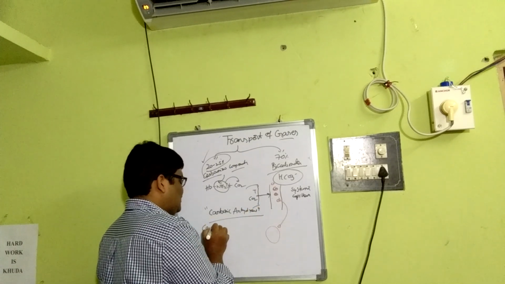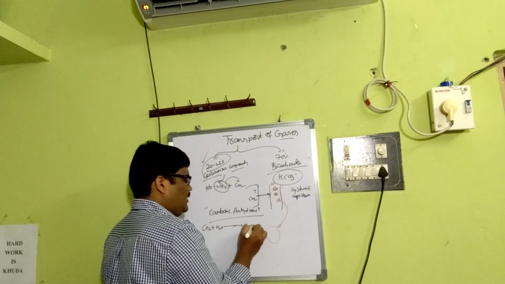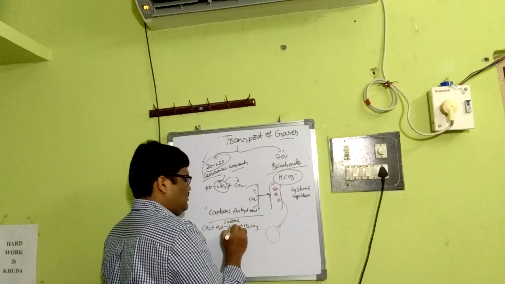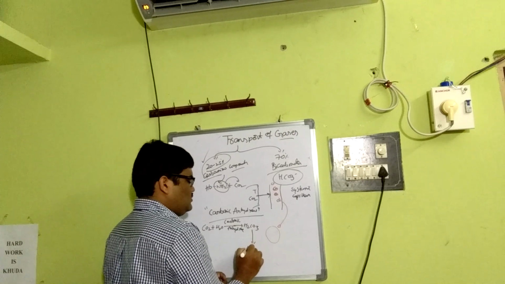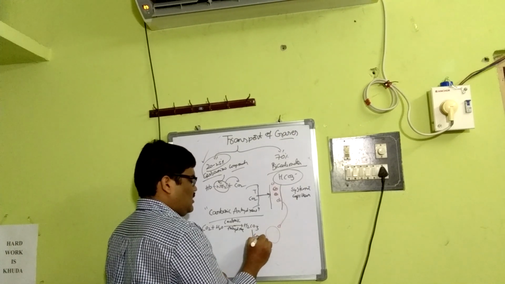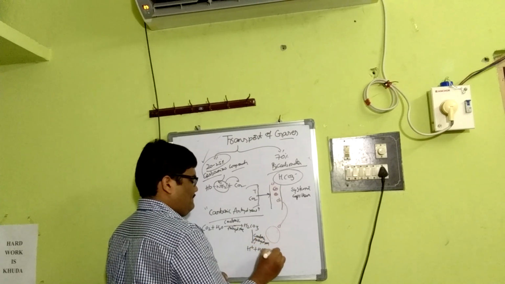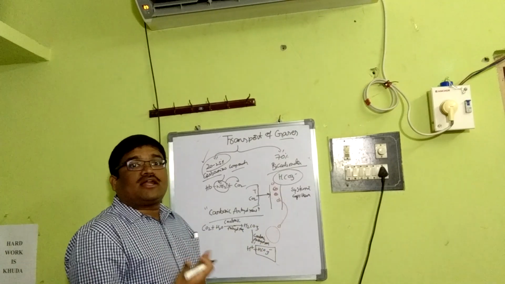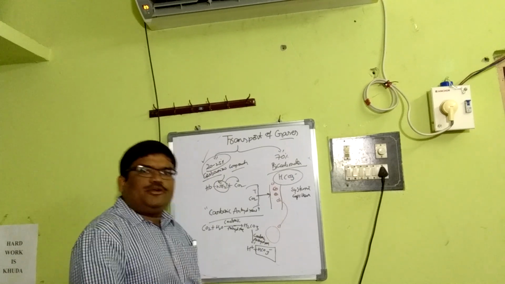What exactly happens? CO2 plus H2O gives rise to H2CO3, by carbonic anhydrase. It's a bidirectional enzyme. Then H2CO3 dissociates into H plus and HCO3 minus, by the same carbonic anhydrase. This is very important. This is how carbon dioxide is transported in the form of bicarbonate, that means HCO3 minus, from tissues to lungs.